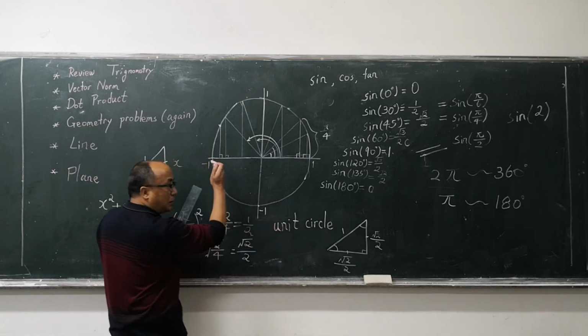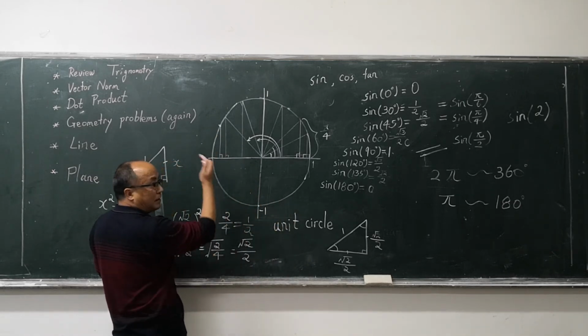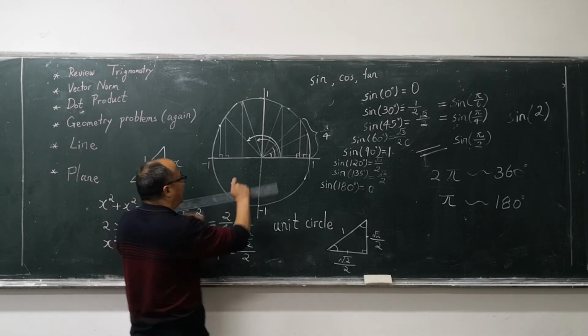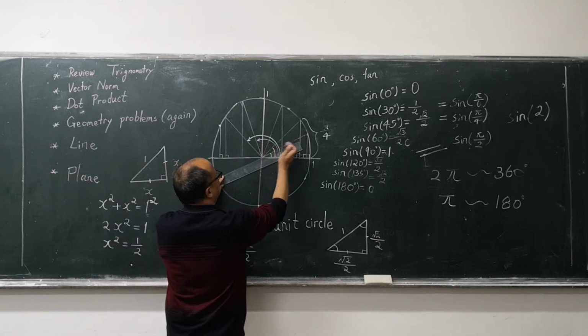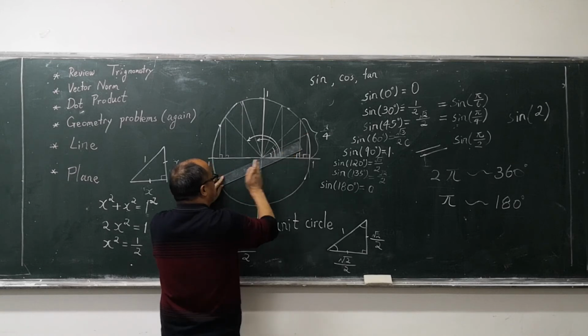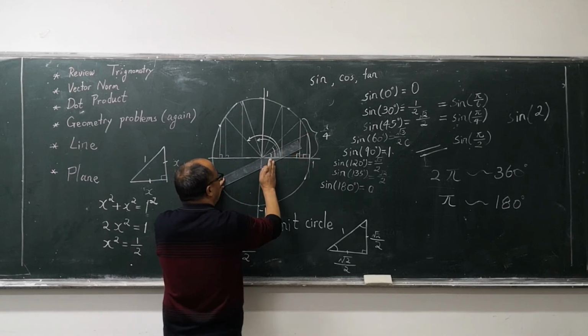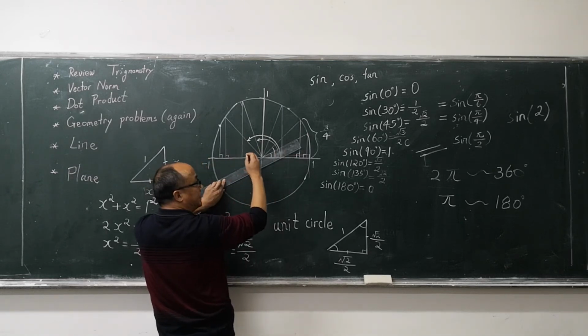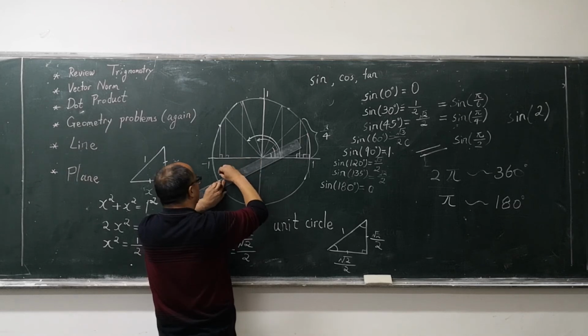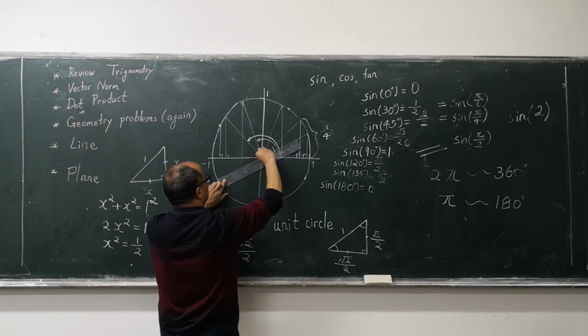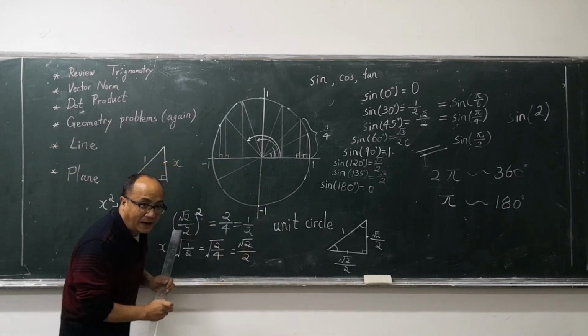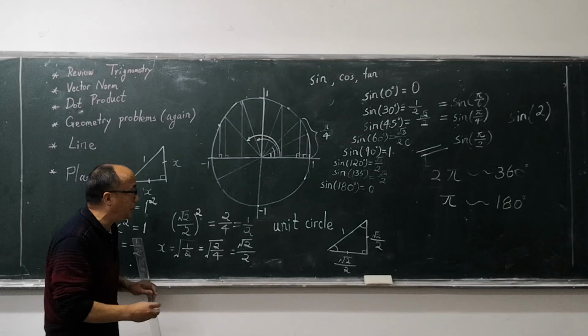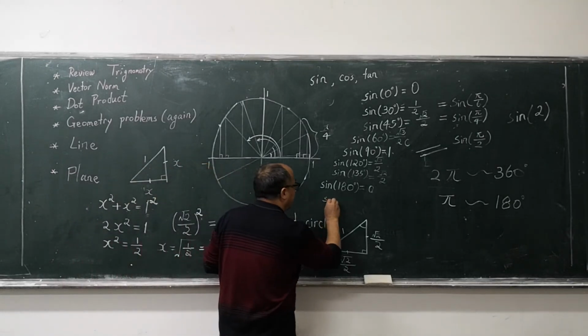But I want to continue. If I keep turning 30 degrees, which is opposite of this one, so what is the sine? 180 degrees plus 30 degrees, which is 210 degrees. So what is the sine of 210 degrees?